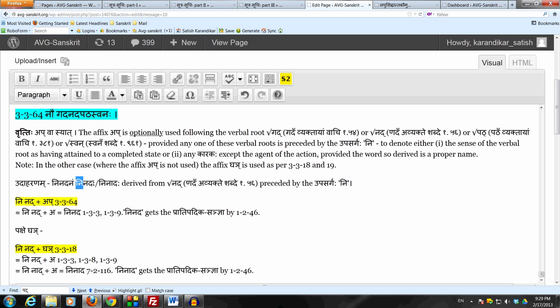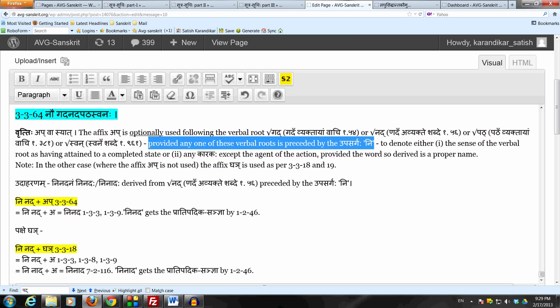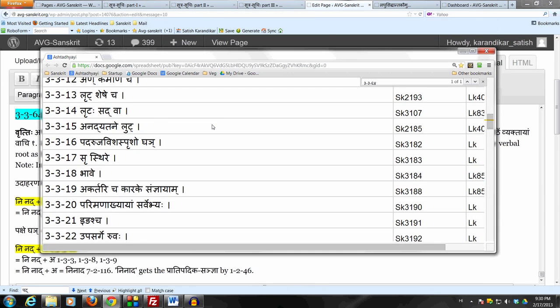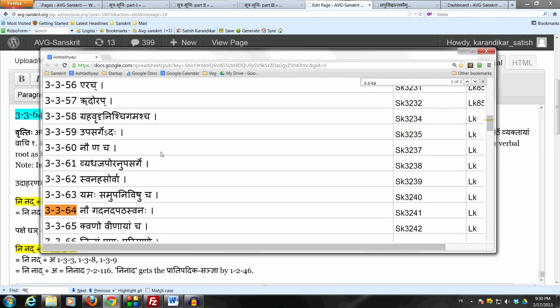The important thing here is that this sutram only applies if we have the upasargaha ni. One more small note here is that we already have encountered this verbal root swan in 3362, svanahasorva. So that sutram also prescribed the optional affix up when there is no upasargaha present. So in the case of swan, the affix up applies optionally by 3362 when there is no upasargaha present, and now by 3364 when the upasargaha ni is present. So this swan appears in both 3362 as well as 3364.